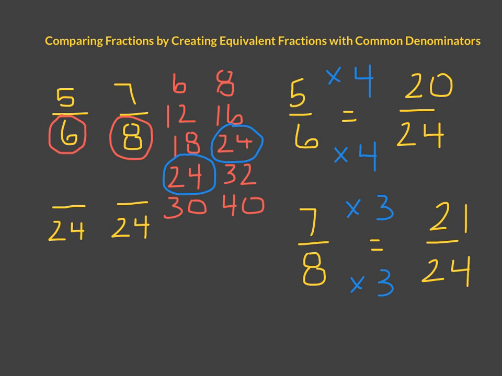We can place our numerators over here on the left. 5/6 is equivalent to 20 24ths, and 7/8 is equivalent to 21 24ths. As we examine our equivalent fractions, we notice that 20 is less than 21. Therefore, 5/6 is less than 7/8.